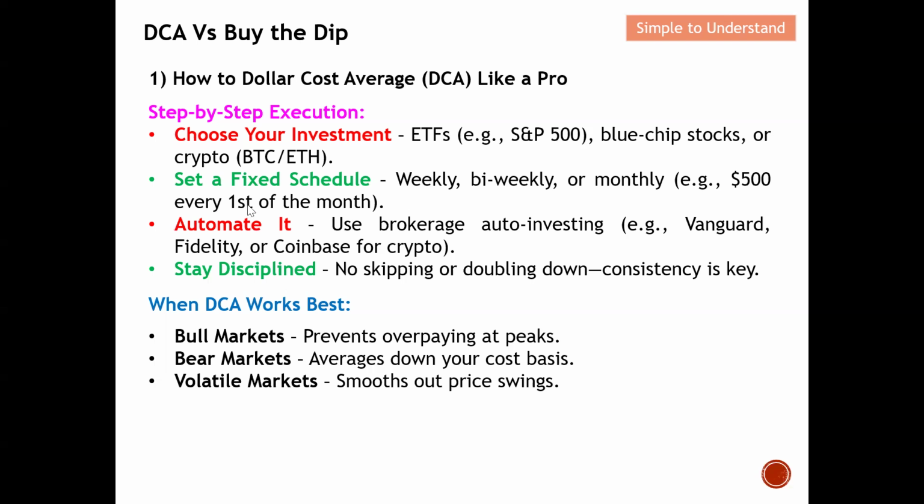Next, as I mentioned also, we want to do this in the long term. You do not want to do so much work when you choose this DCA. So therefore, we need to find a way to automate it. Basically, several brokerages offer auto investment. For example, Vanguard, Fidelity, or Coinbase for crypto can do some form of automated investment.